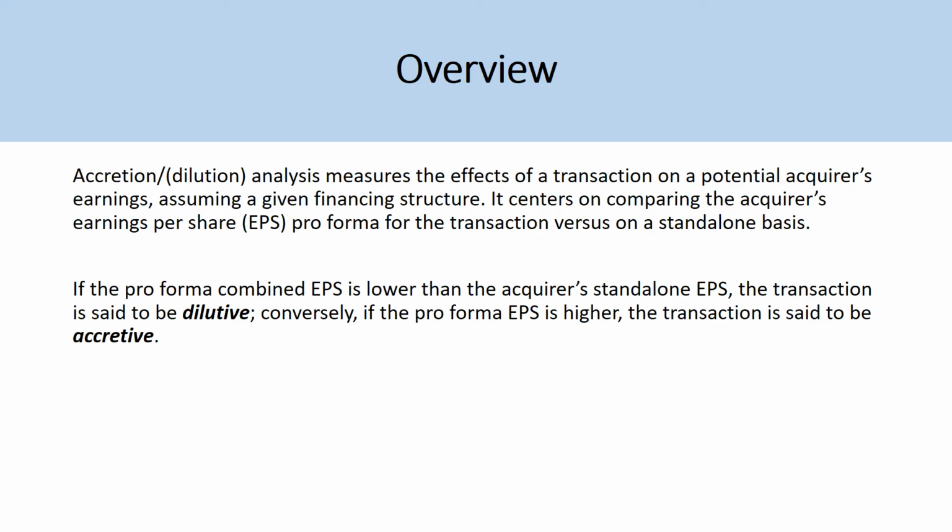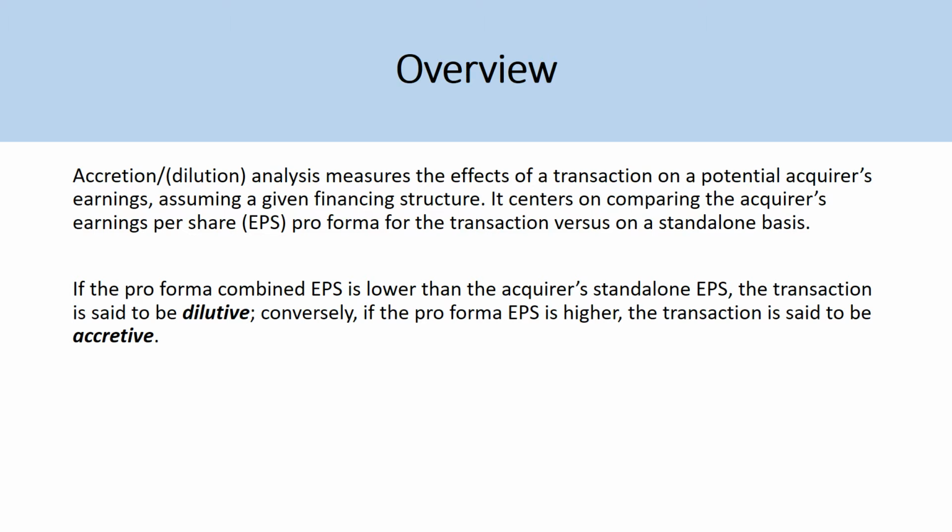Now, the accretion dilution analysis measures the effects of a transaction on a potential acquirer's earnings, assuming a given financing structure. That financing structure can range between financing the deal by raising debt and purchasing it all with cash, or using your stock as a form of consideration by issuing new shares in your company and then giving those shares to the shareholders of the target company.